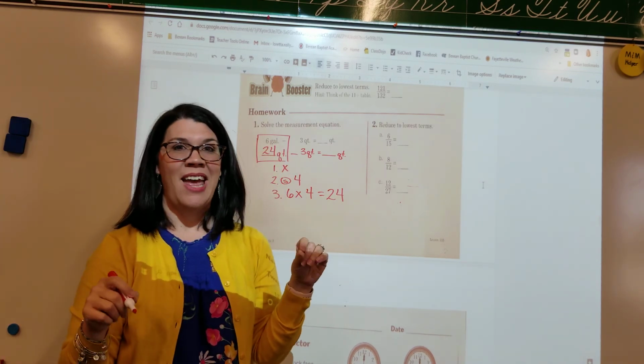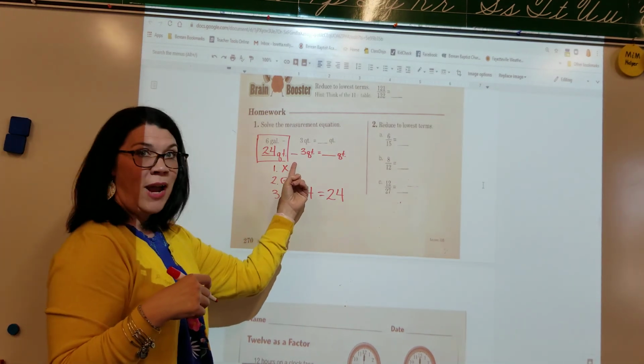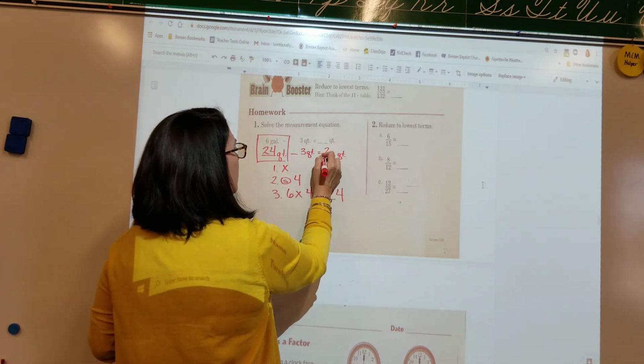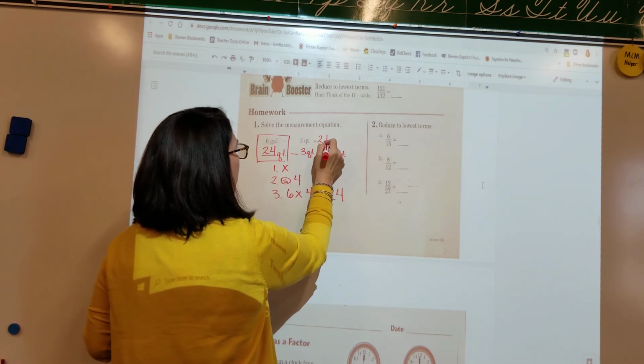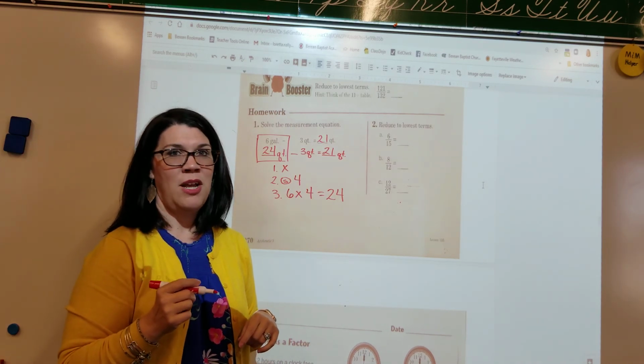Don't skip this step, boys and girls. We have one more step to get our answer, is to subtract. So we have 24 quarts minus 3 quarts would give me 21 quarts. I'm going to write those there. So I have the answer as 21 quarts.